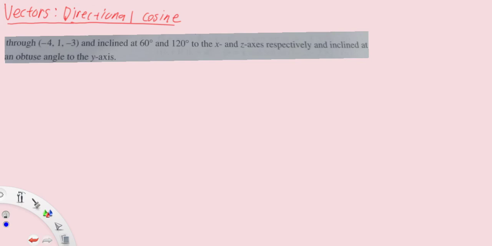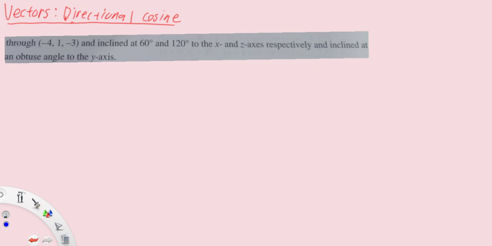Hey everyone, so we have the first example where we need to find the vector equation of a line. This particular line passes through (-4, 1, -3) and is inclined at an angle of 60 degrees and 120 degrees to the x and z axis respectively. And they also told us that it is inclined at an obtuse angle to the y axis.